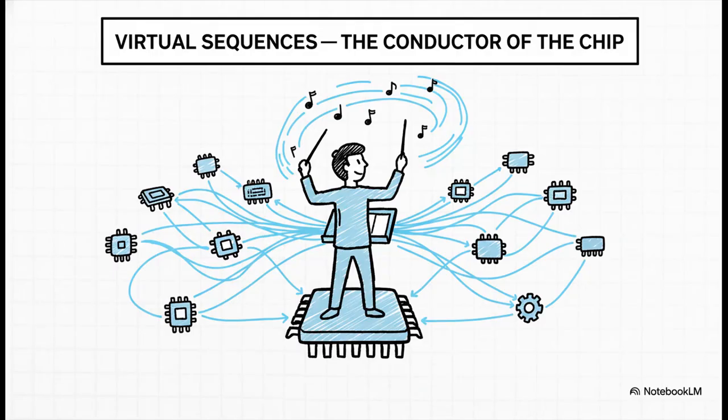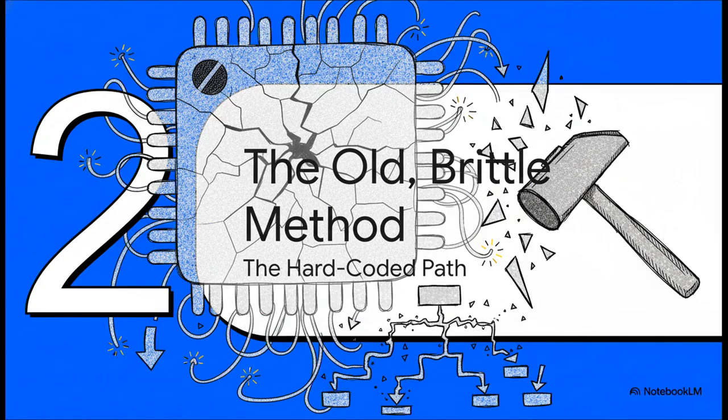But here's the thing. You can't just run millions of tests randomly. That would be chaos. It's actually a highly choreographed dance. And to coordinate it, you need a master plan. Engineers use these scripts they call virtual sequences. These scripts are kind of like the conductor of a massive orchestra, telling every little component exactly what to do and precisely when to do it.